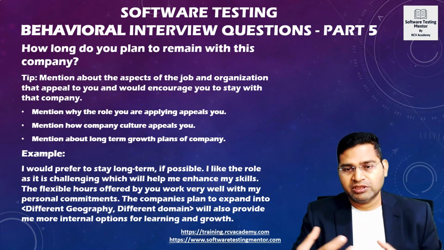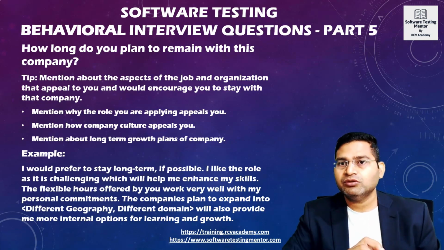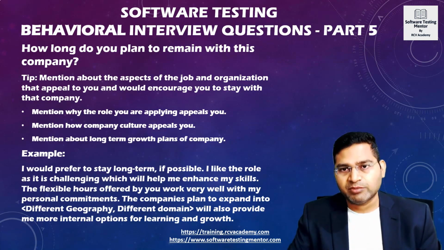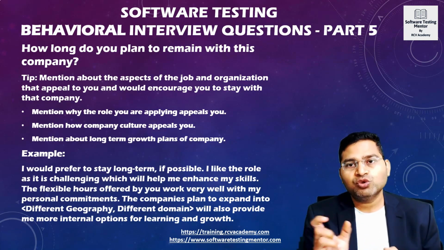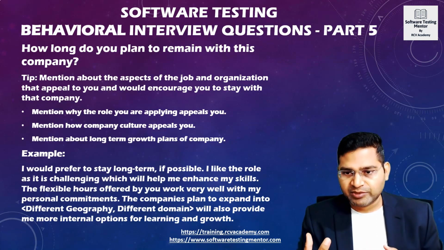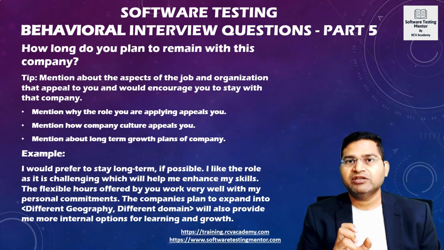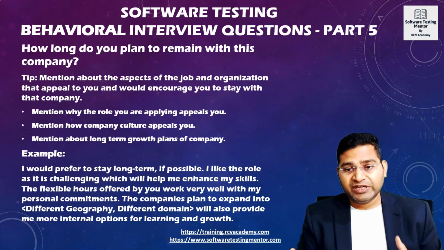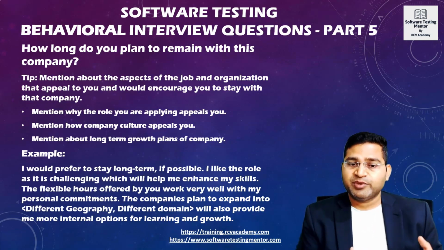Because the job that is advertised, they have mentioned it is a remote opportunity or flexible hours of working. So you can pick those keywords which appeal to you to apply for that particular job, right? You can pick those keywords and say, the flexible hours that you are offering perfectly fit for me as per my personal commitments.